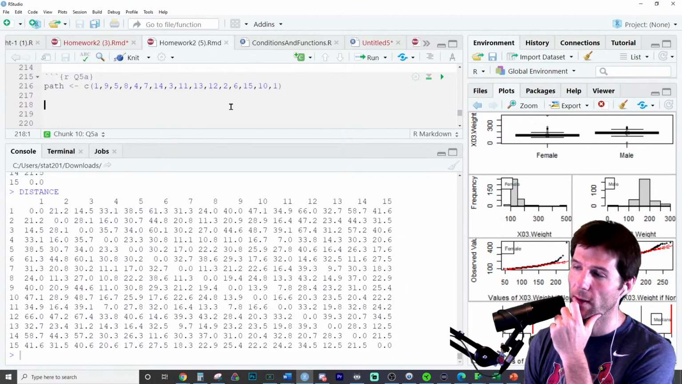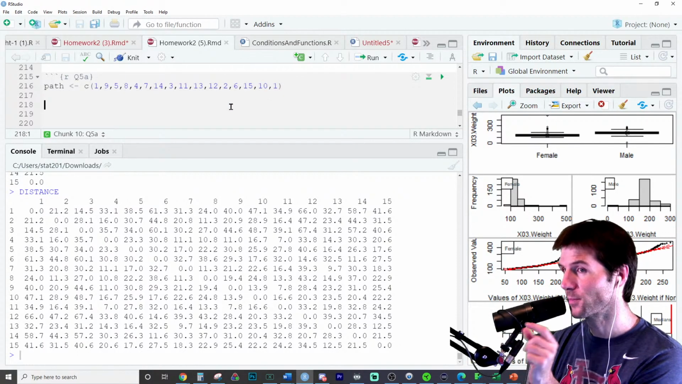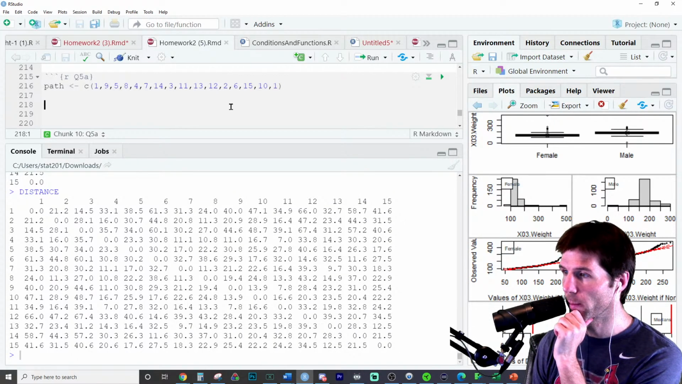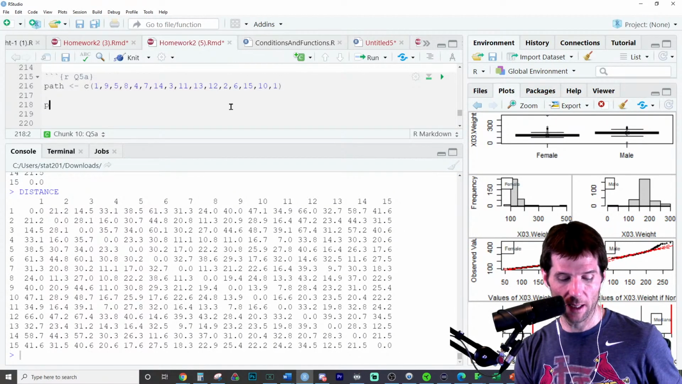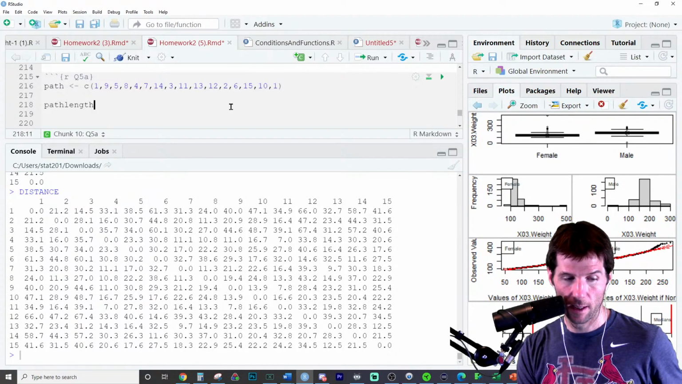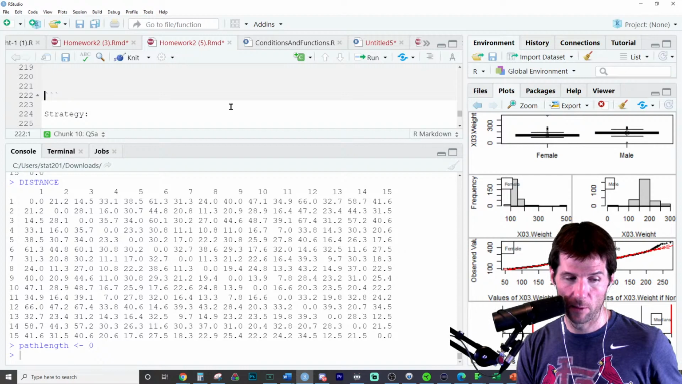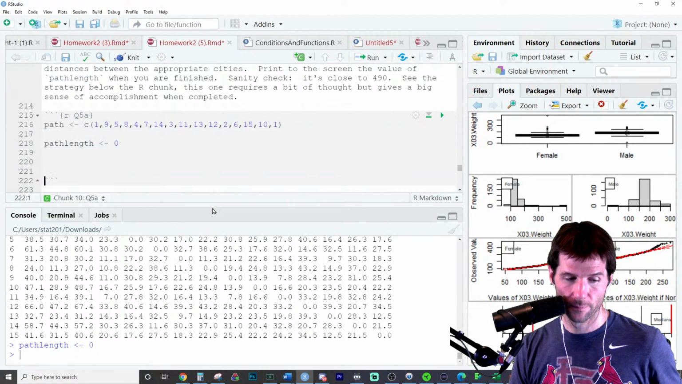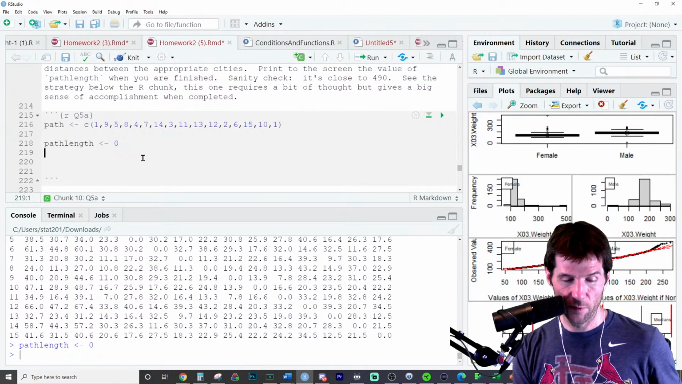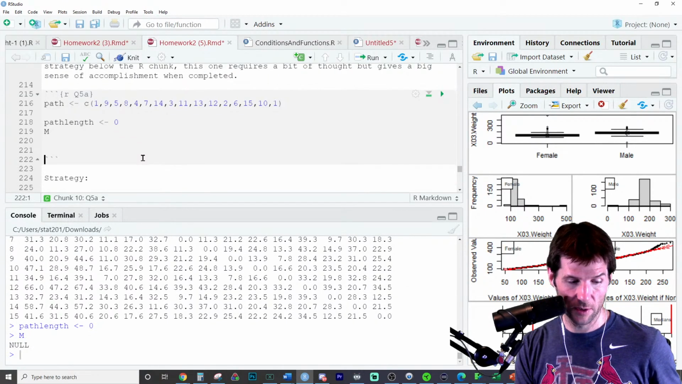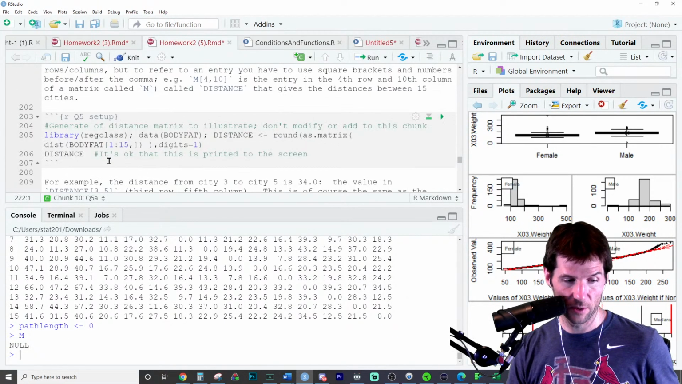Kind of important right here, we might want to first go to path length and assign path length to be equal to 0. And then we probably want to go in here and figure out first, is M the matrix? No. What is the matrix called again?